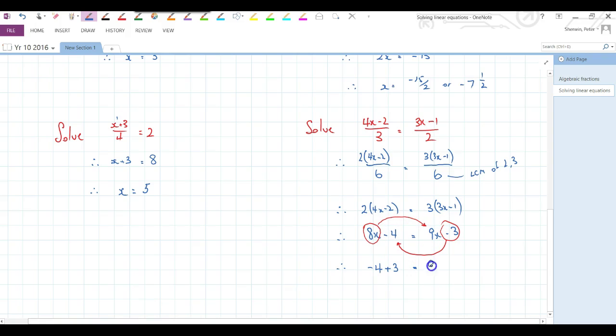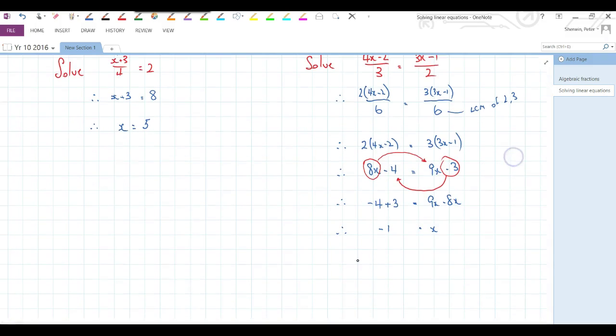On the right side, I've got 9x minus 8x. And all I need to do now, this value is x. And this value is minus 1. But you know what? We always like to write it with x on the left, don't we? So x equals minus 1 is my final statement there.